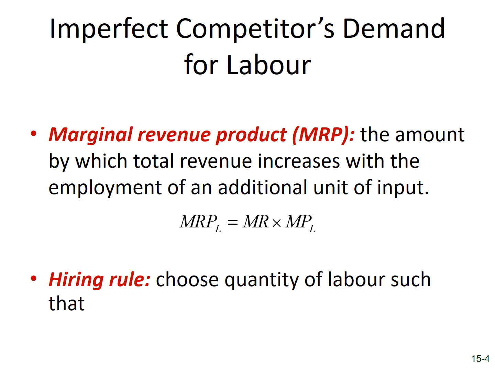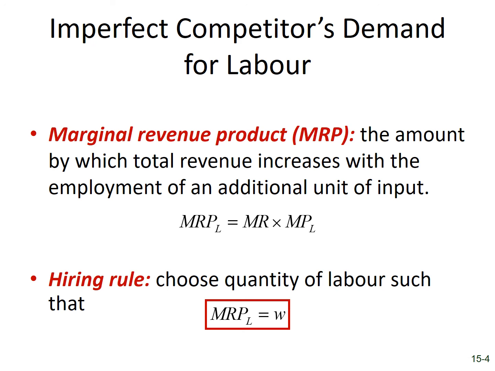So here the hiring rule is that the firm will choose the quantity of labor such that the marginal revenue product of labor is equal to the wage. Once again, why does this make sense? If the marginal revenue product of labor were greater than the wage, then that would mean that the firm should increase its labor. Indeed, the extra units of labor that it uses would generate more total revenue than the cost of labor. Said differently, that means that it could increase its profit by increasing the number of workers that it uses.